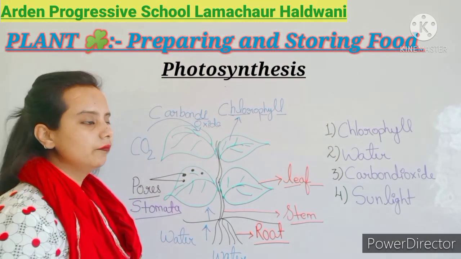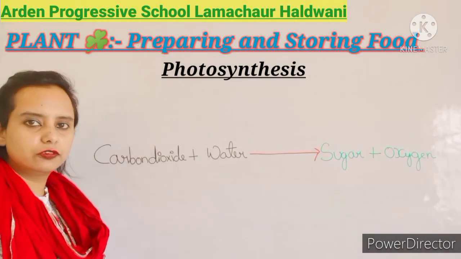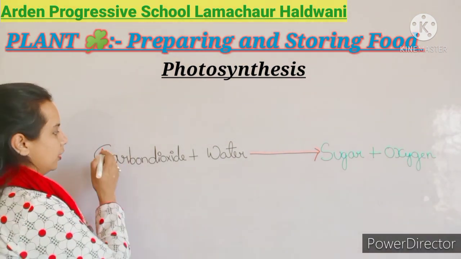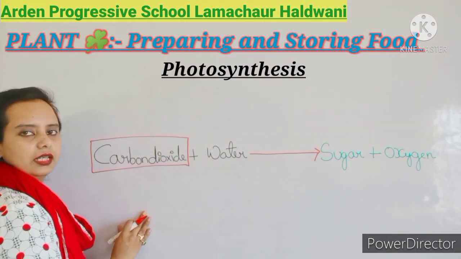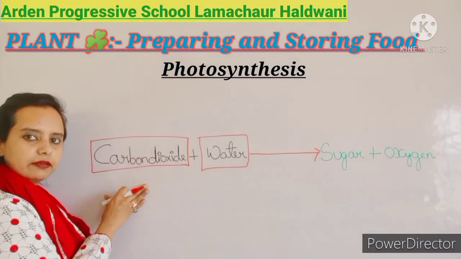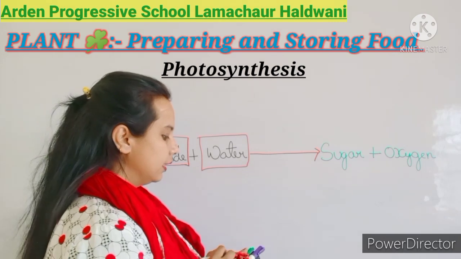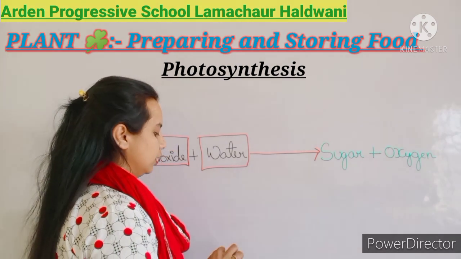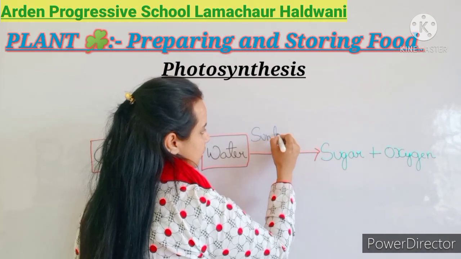Now let's see a flow chart of it. So this is the flow chart of photosynthesis. First we need carbon dioxide and we need water. Carbon dioxide we get from the atmosphere, water is absorbed by the roots from the soil. We also need sunlight and chlorophyll.